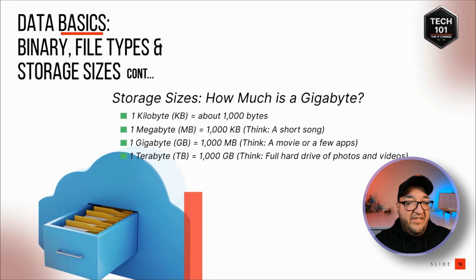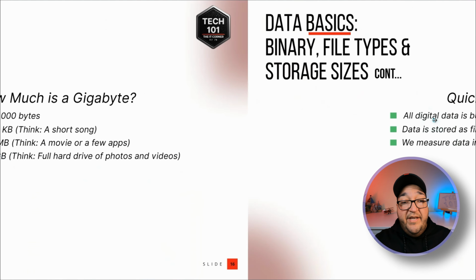Some real world examples: a Word document is maybe 100 kilobytes, a high resolution photo is 5 megabytes, even a little bit more now, and a full length HD movie is 2, 3, 4 gigabytes. A modern laptop nowadays usually comes with 256 or 512 gigabytes of storage. And that RAM that we mentioned earlier, some of them have 16, 32, or 64. In my case, I have 64 in mine. So it depends, right?